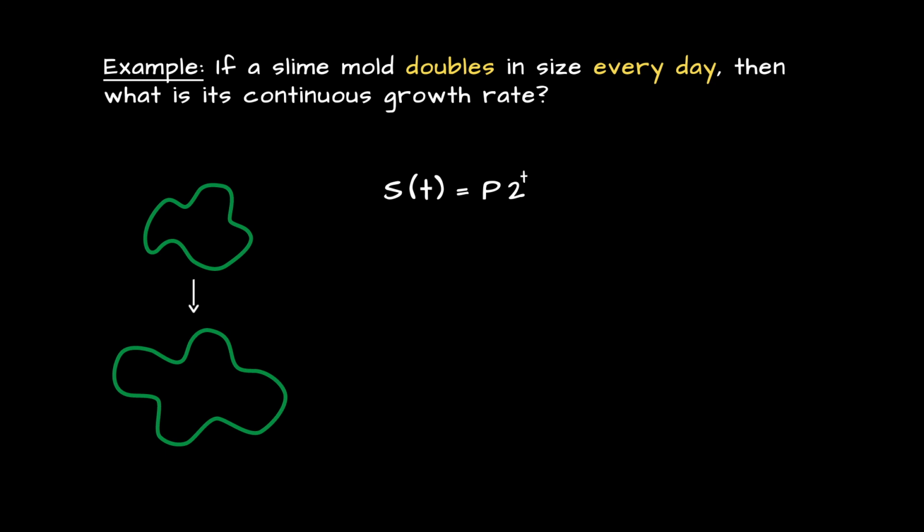and have our variable t measure time in days. To figure out what the continuous growth rate is, what we want to do is convert our function to base e. The initial amount, p, will remain the same, whatever it is, but now we'd like to write this function using the base e. Go ahead and see if you can convert 2 to the t to base e.